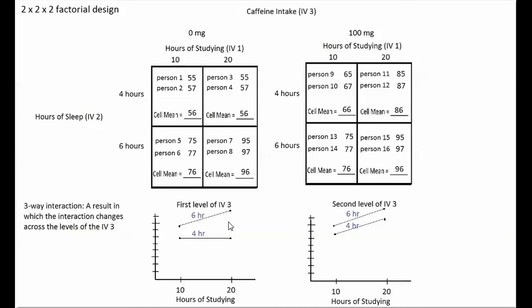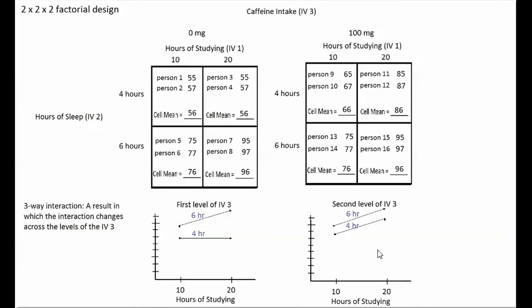So here we have a three-way interaction because the caffeine is causing the interaction between hours of studying and hours of sleep to disappear. It's causing this interaction that we see over here to no longer exist over here.